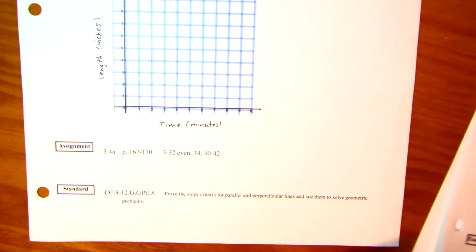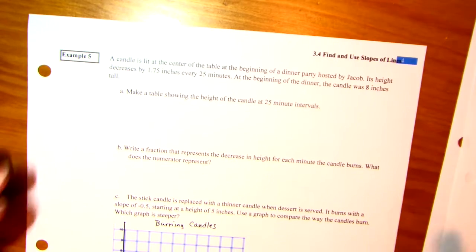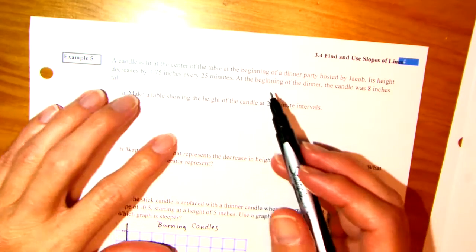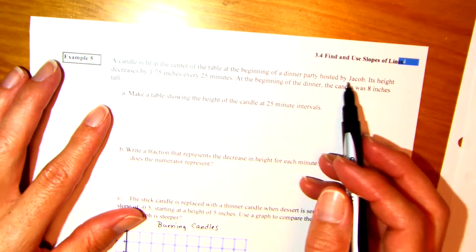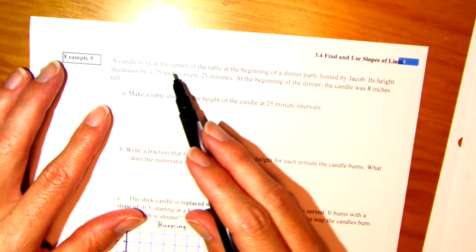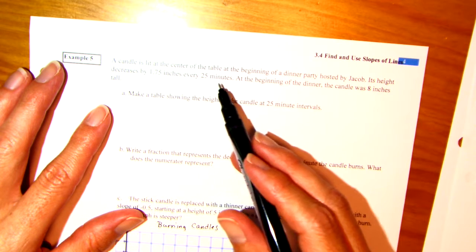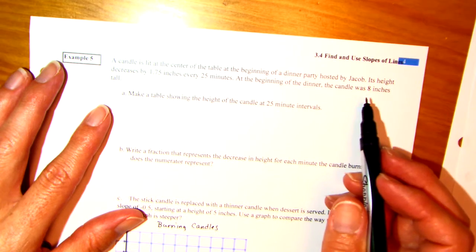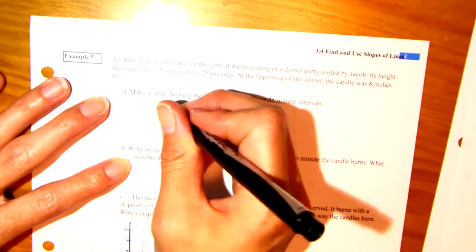Moving on. All right. Here we go. We're almost done. A candle is lit at the center of a table at the beginning of a party hosted by Jacob. Did I change that? I don't know. Height decreases by 1.75 inches every 25 minutes. At the beginning of the dinner, the candle was 8 inches tall. So make a table.